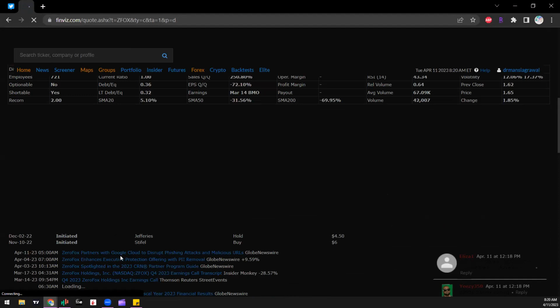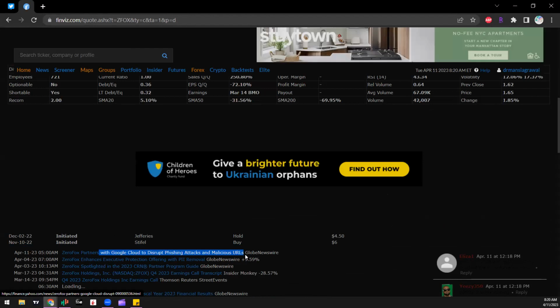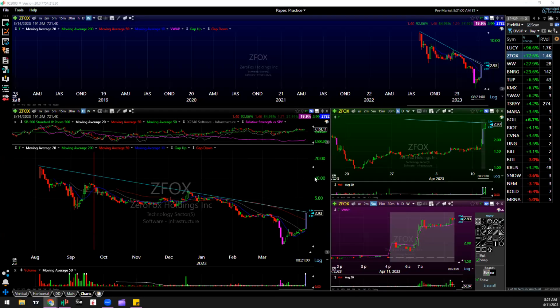Okay, Zfox partners with Google Cloud to disrupt phishing attacks and malicious URLs. So this is genuine news. This is an example of something that is genuine news. And how do we know that? Because it's partnering with Google, which is a real established company. This is not something they can lie about. And if Google has vetted them as a partner, then chances are that the company really knows what it's doing and can add some value.